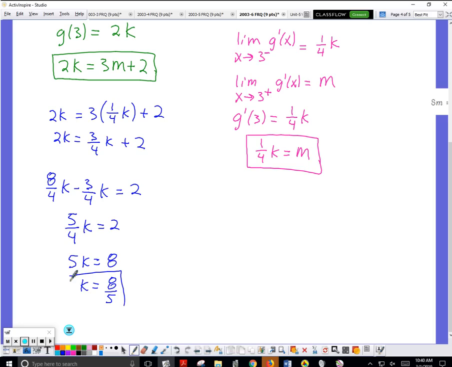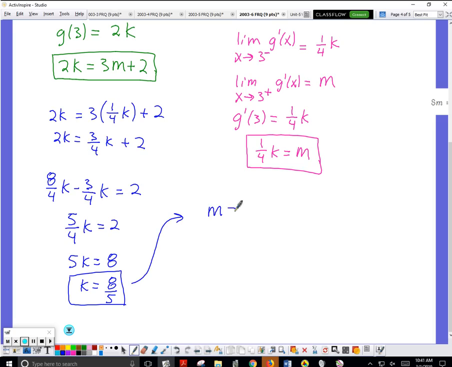And then you just put that in for that, and plug that in to get m. I multiply the 4 across, from this step to the next. So I move this to the other side, minus it to the other side. 2k is the same thing as 8/4 k, so I could have the same denominator: 8/4 k minus 3/4 k equals 2. Okay. So then, what's k?